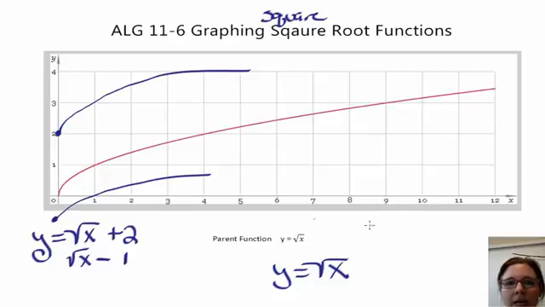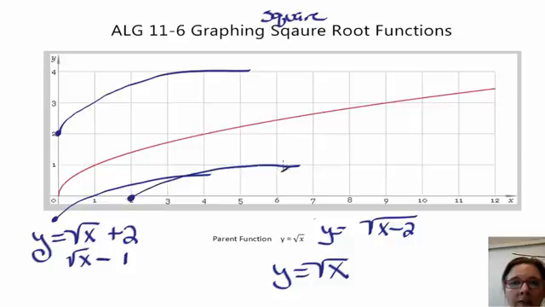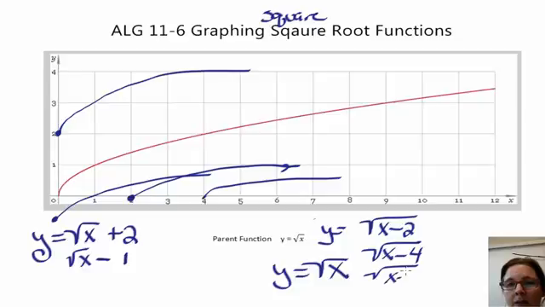Now, and we'll get into this in a minute, if it's the square root of x plus or minus 2 underneath the radical, that's going to start here and go. If it's underneath the radical, it actually goes the opposite. Square root of x minus 4, you would actually start at 4 here and go that way. And if it was the square root of x plus 4, you would go over here to negative 4 and then go over. Okay, so those are just some shifts for you.